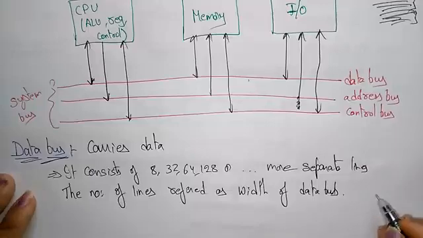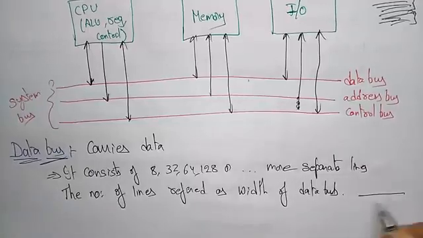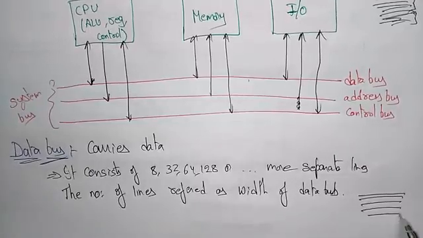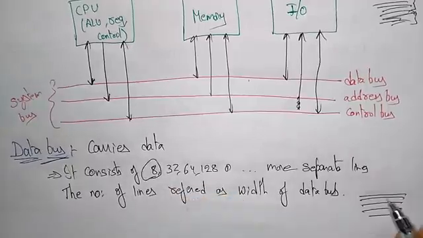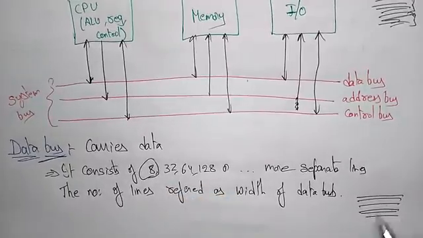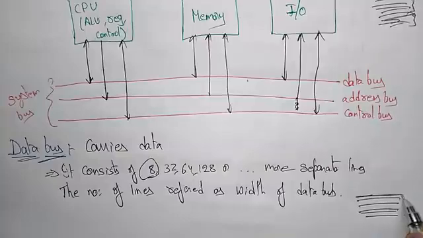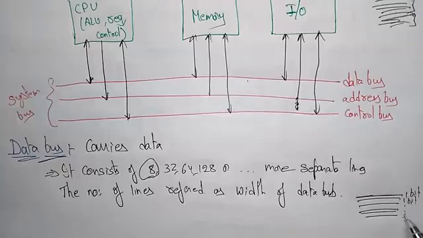Here each line carries only one bit. You have to remember that suppose the data bus consists of 8 lines. Suppose it is an 8-bit bus, meaning 8 lines will be there in the data bus. Each line carries 1 bit, up to 8 bits.